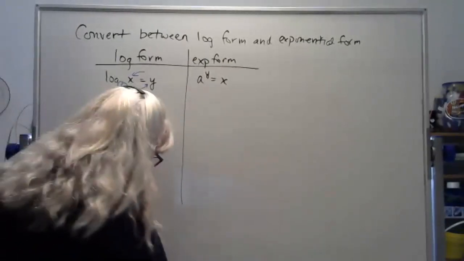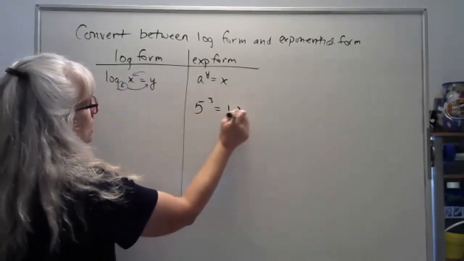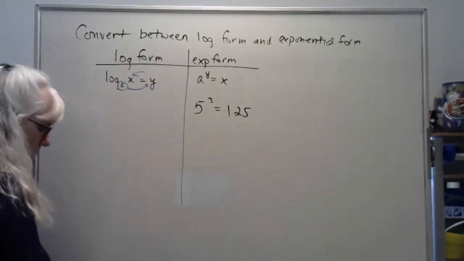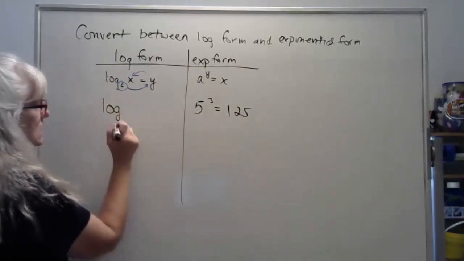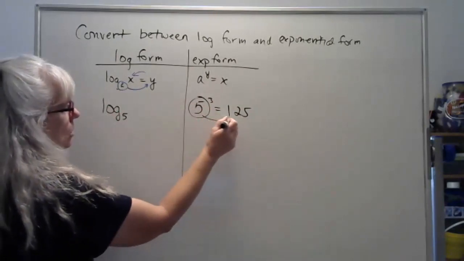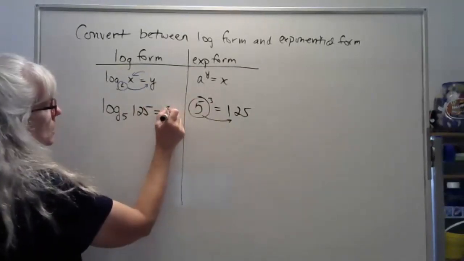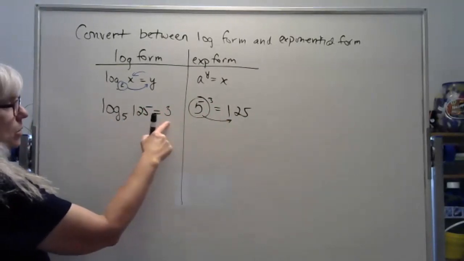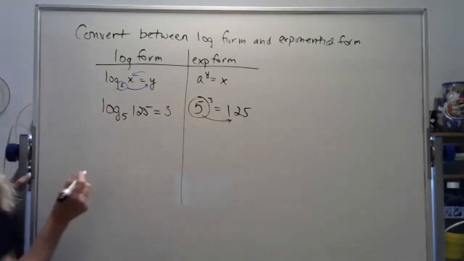So let's start off with one that we do know. We know that 5 to the third power is equal to 125. So 5 cubed is 125. When I switch it to the log form, I'm going to do the same thing. I'm going to write the word log. I'm going to pick up the base, which is the 5, and go across the equal sign. I'll pick up the 125 and set it equal to the exponent, which is 3. So log base 5 of 125 is equal to 3. That's the same statement as 5 cubed equals 125.